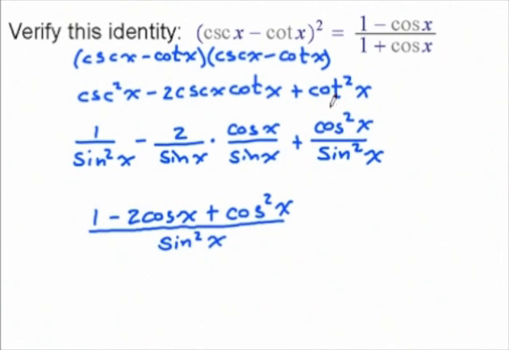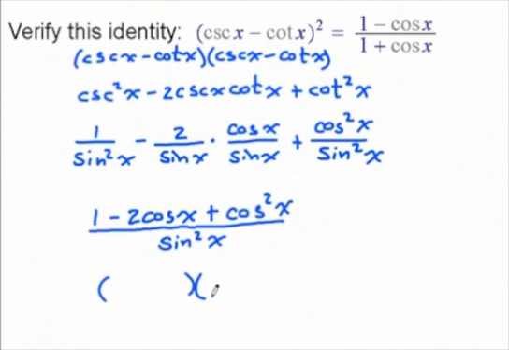Alright, so now we have to look at it. We need a 1 plus cosine in the denominator. And right now we have sine squared, but I have a clue on how to deal with that one. And then I have this 1 minus 2 cosine x plus cosine squared x. That seems like a quadratic. So I'm going to see if I can factor the top and substitute the bottom so it's in terms of cosine. And I'll try to do them at the same time.